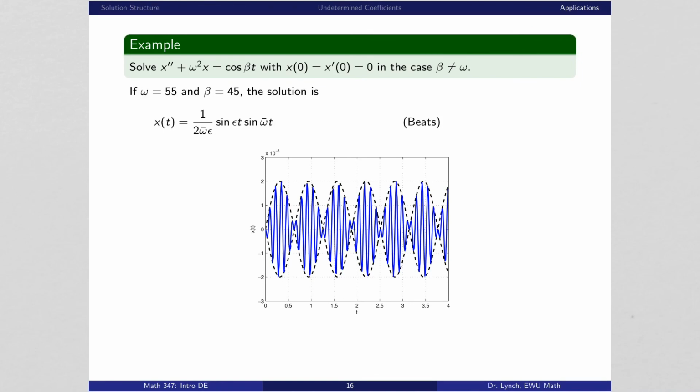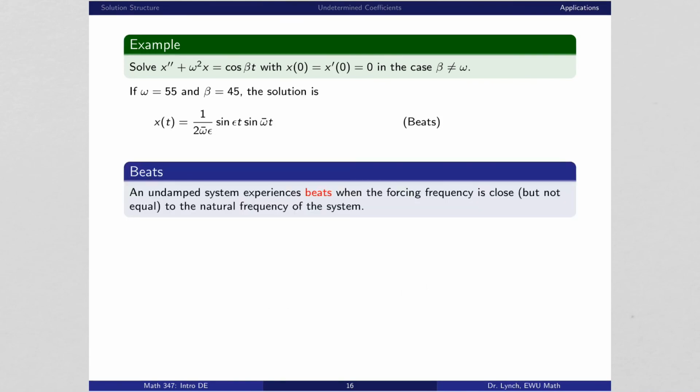This is known as beats, and many of you have experienced beats sometime in your life. You can experience beats when you take two tuning forks that are of a similar but not equal frequency and bang them, and just Google this on YouTube. You'll hear the wah wah wah sound. So this graph is what wah wah wah looks like. Once again, we achieve beats if we have an undamped system where the forcing frequency is close to but not equal to the natural frequency of the system. So here we had 55 and 45, but generally speaking, if beta and omega are close but not equal, you have beats.